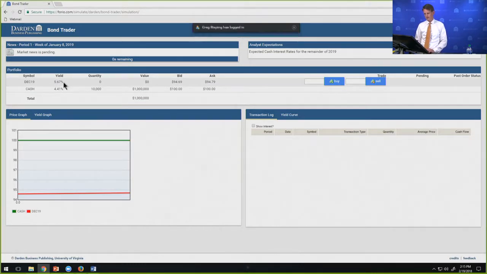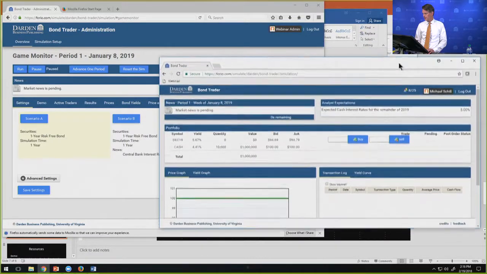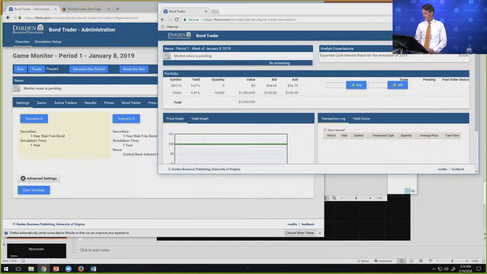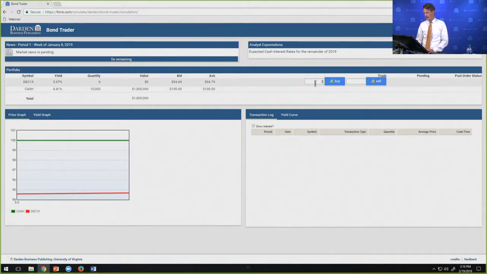So they might say, well, the yield on December 19 looks pretty good. If I buy it at 9.479 and hold it to maturity, I'm getting 5.67. That's better than the 4.41 that I get this week, and it's better than the expected cash interest rate over the full year of 5.7% that we see up in the upper corner there. Hopefully you see that. I'll bring that down in case you don't. There you go. Okay, so let's say I'm going to submit a trade for, I don't know, 5,000 of December 19, and I'll submit buy.